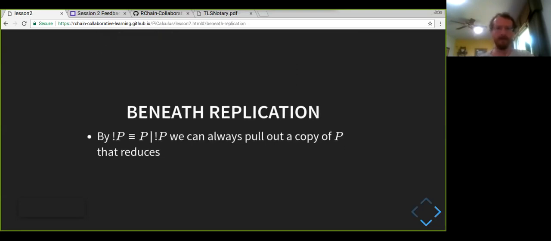Another one is beneath replication. So, a process P, if it can reduce, if you have bang P, bang P itself does not reduce. We can still get reductions of P in our process because we have this equivalence relationship that bang P is equivalent to P running in parallel with bang P. And so we've pulled out this process that can reduce. So if P has reductions, we have infinitely many available running processes that are not reduced and infinitely many available that are in the reduced form.